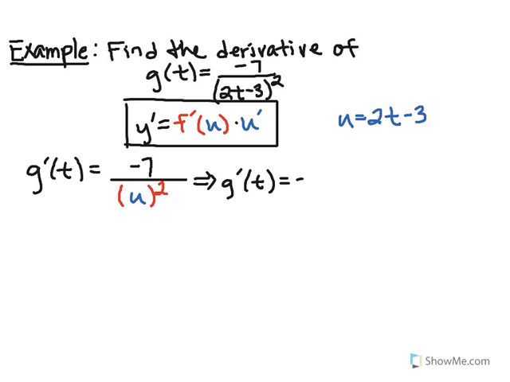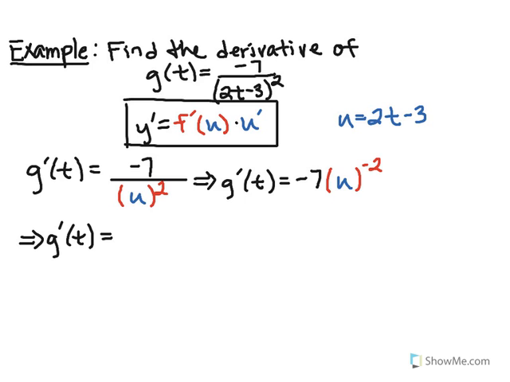Well, I'm looking at this as being negative 7 times u to the negative 2. Don't forget about your negative exponents here. Alright, this looks a whole lot nicer. So I'm going to go ahead and continue this, and I'm going to start taking derivatives.